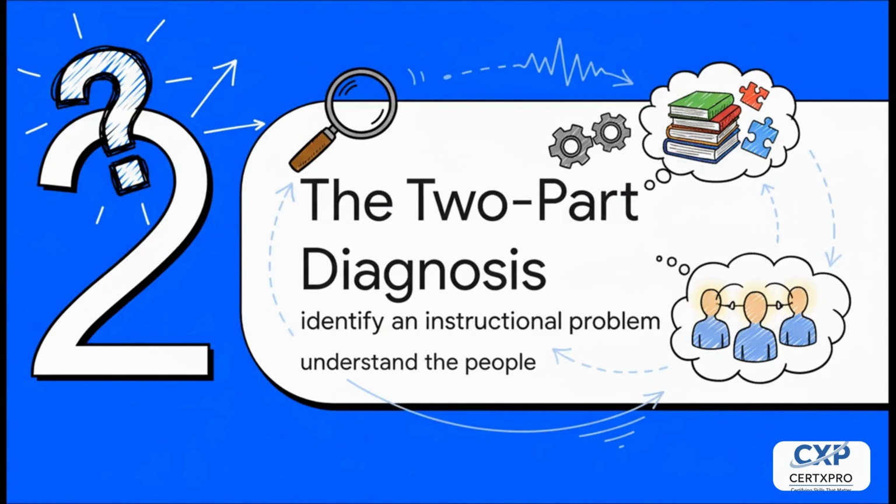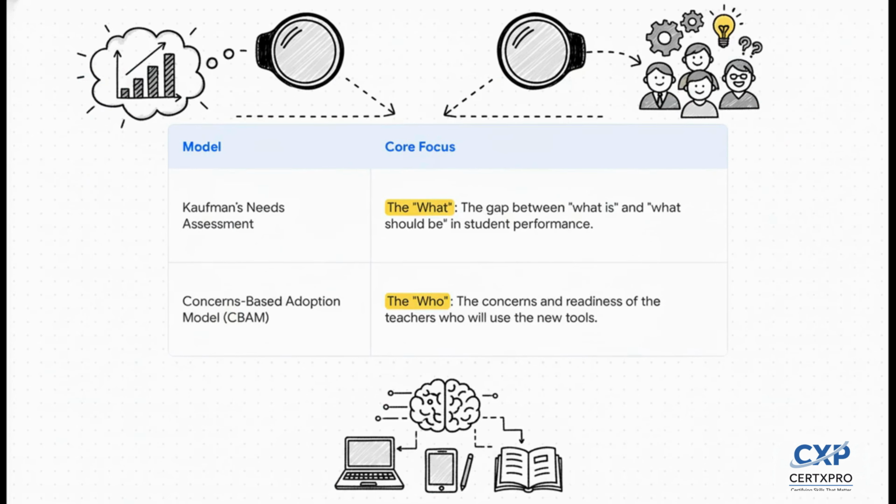Okay, so how do we figure out what that real need is? Well, a proper diagnosis isn't just one step. It's actually a two-part process. It's not enough to just spot an instructional problem. You also have to understand the people, the humans, who are going to be part of the solution. To do this right, we need to look through two different lenses. First, there's Kaufman's needs assessment. This helps us diagnose the what, that specific gap between where our students are and where we want them to be. But just as important is the who.